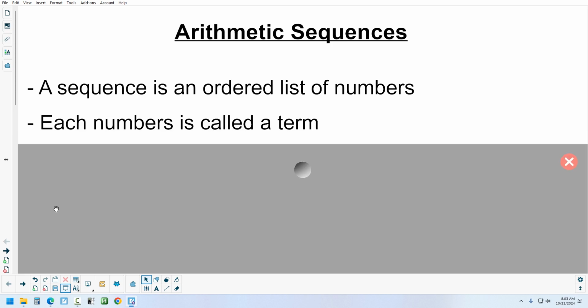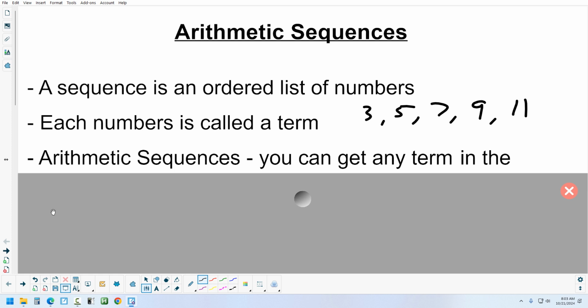When you write out all the different numbers in a sequence, each number is called a term. So if I had something like this, 3 would be considered the first term, 5 is the second term, 7 is the third term, 9 is the fourth term, and 11 is the fifth term. If I asked you to find the next 3 terms in that sequence, that just means I want you to tell me the next 3 numbers that come after 11.